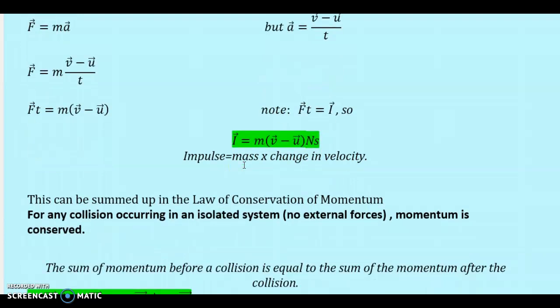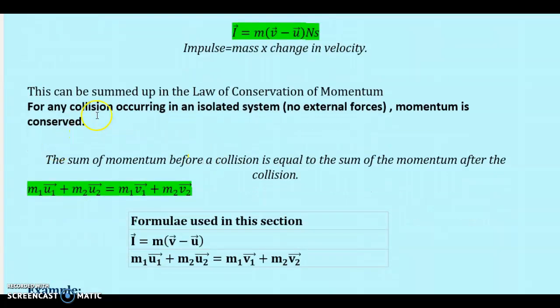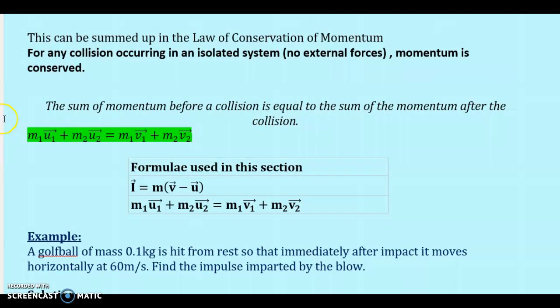Okay, and then that can be summed up in the law of conservation of momentum: for any collision occurring in an isolated system, i.e. no external forces, the momentum is conserved. So what does that mean? It means that the sum of the momentum before a collision is equal to the sum of the momentum after a collision.